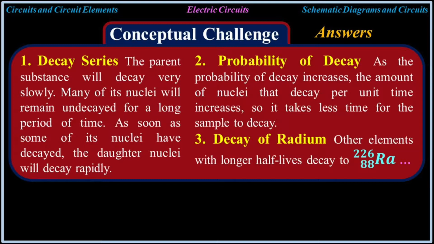The answers: Decay series. The parent substance will decay very slowly. Many of its nuclei will remain undecayed for a long period of time. As soon as some of its nuclei have decayed, the daughter nuclei will decay rapidly. Probability of decay. As the probability of decay increases, the amount of nuclei that decays per unit of time increases, so it takes less time for the sample to decay. Decay of radium. Other elements with longer half-lives decay into radium-226.